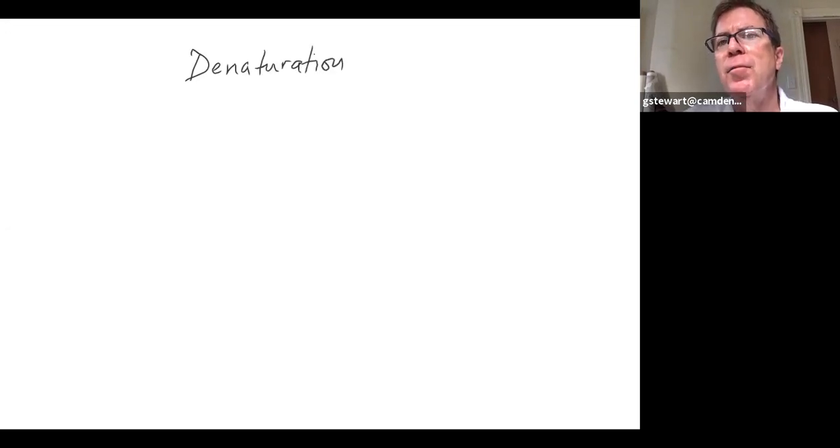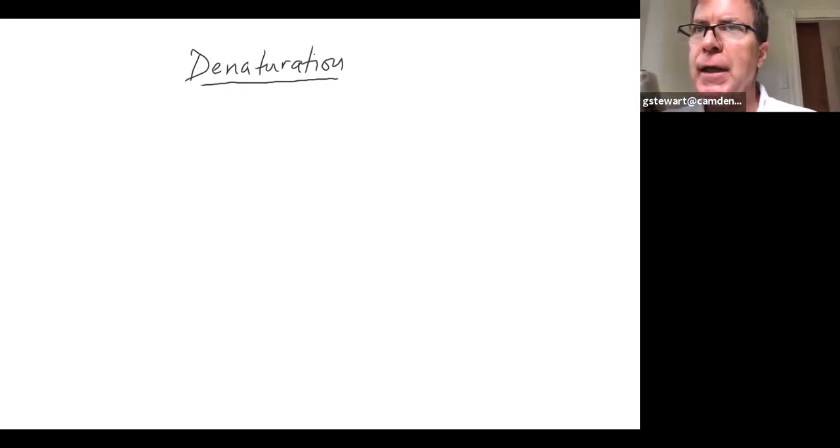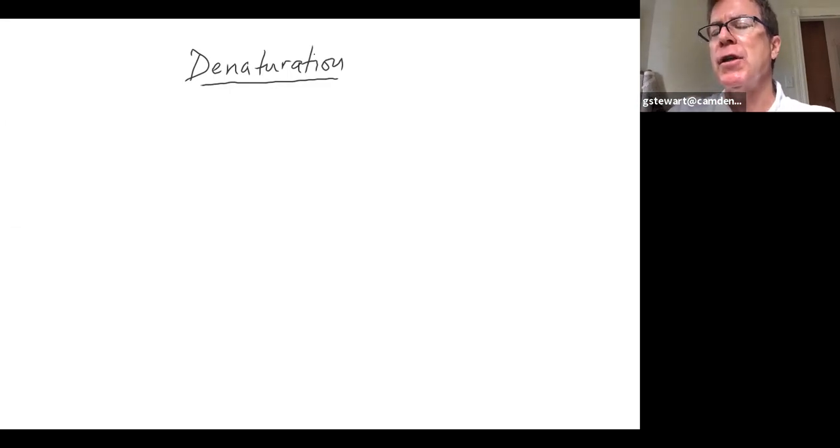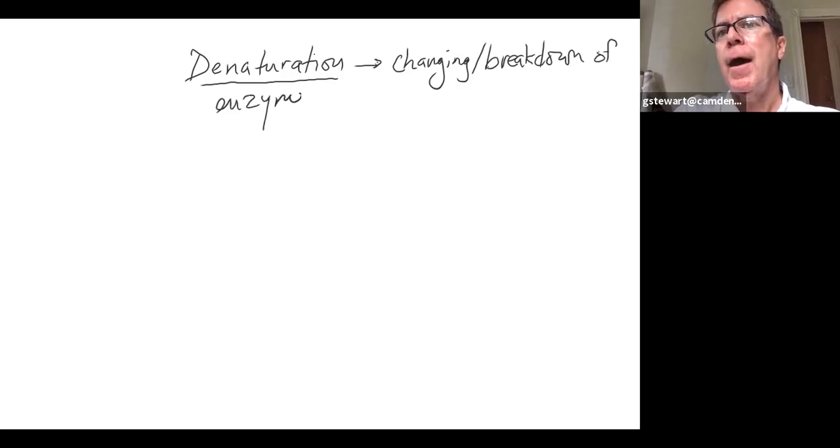This term, denaturation. Basically when I see this word, I think it typically changes the shape or breaks apart a protein, and it renders it, or an enzyme specifically, useless. So I'm just going to write this. In layman's terms, the changing or breakdown of an enzyme, and that causes it to be dysfunctional or non-functional.